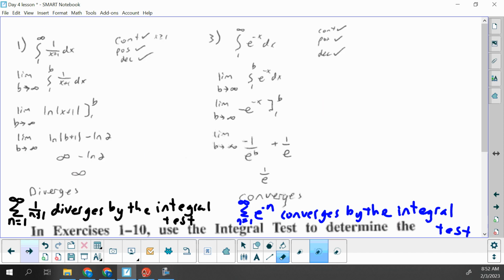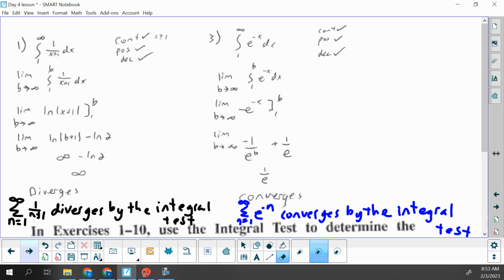So starting with number 1, our expression was continuous. It was positive and it was decreasing, so the integral test applied. So we do our limit as b approaches infinity. Technically, that's a u substitution, but there'd be no correction. So we'd have natural log absolute value of x plus 1, fill in your b, fill in your 1. As b goes to infinity, we get infinity minus natural log of 2, so infinity. So that diverges. Conclusion, we would say that our series diverges by the integral test.